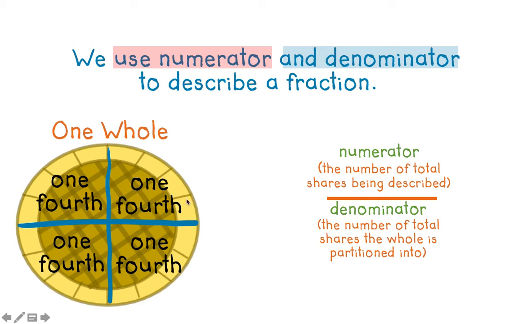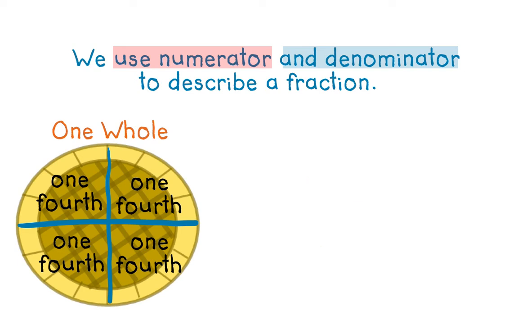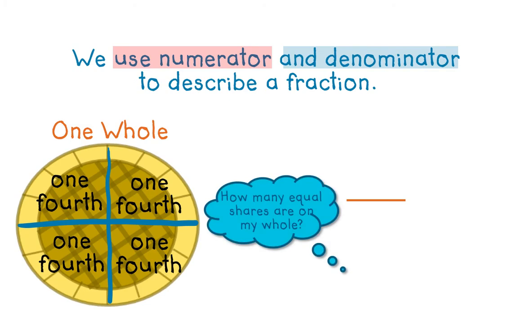Here, I describe only 1/4. Okay, the part is 1/4. Here, how many equal shares on the whole? I start with the denominator, that is down, denominator down. The down number, which is called the denominator, represents how many equal parts are on my whole.